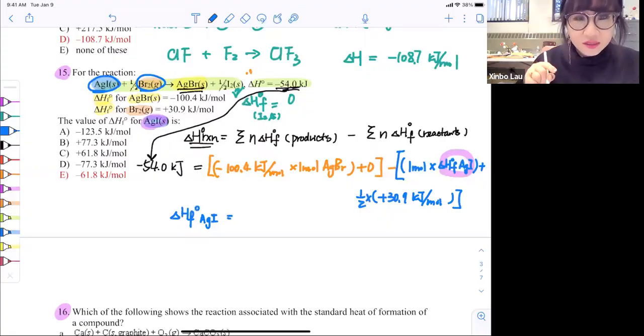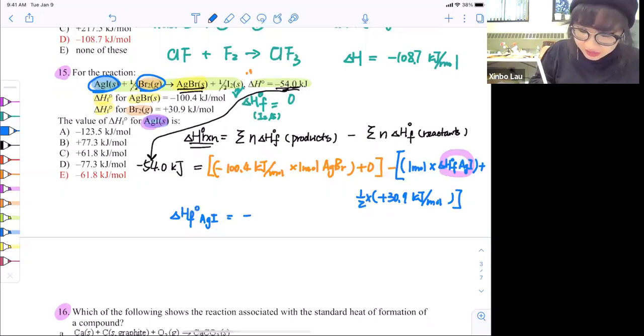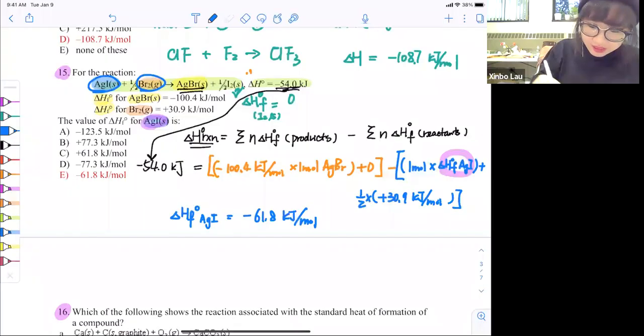Hold on. Products minus reactants. Yes, I did it right. For a second, I saw that otherwise. Anyway, you solve for this and you'll get negative 61.8 kilojoule per mole. Let me just use orange as products.